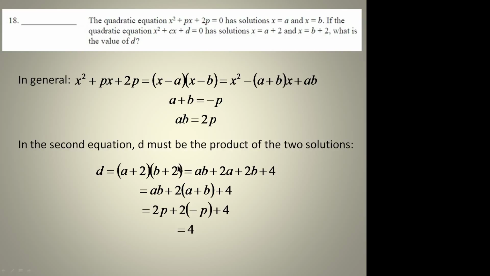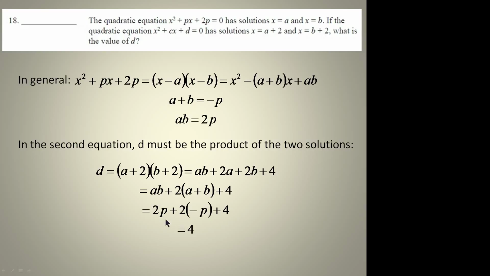D is a plus b times b plus 2. You multiply this out, and you will see that it's symmetric here. So when you multiply this out, it will be expressible in terms of a times b and a plus b. A times b, then 2a, 2b, which is the same as 2 times a plus b, then 2 times 2 is 4. And we know what this is: this is 2p. We know what this is: this is negative p. So you put them in here, and this is the expression of p in p.